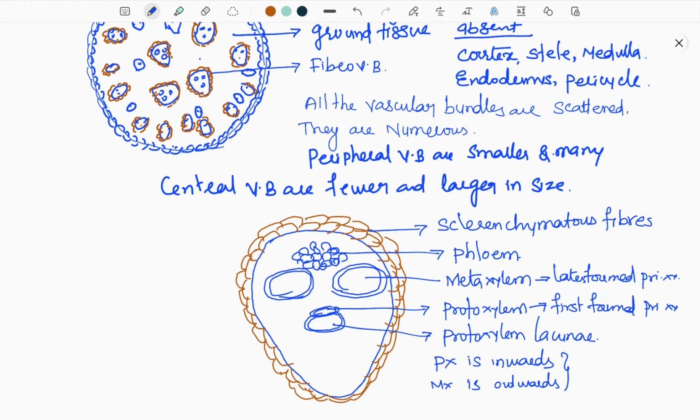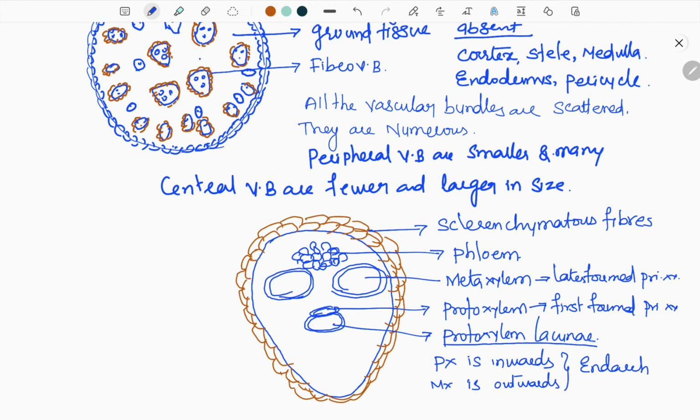Generally in stems, protoxylem is inwards and metaxylem is outwards. Such a case is called endarch. Endarch is a common feature of the stem, be it a dicot stem or a monocot stem. And in roots, generally protoxylem is outwards and metaxylem is inwards. Such a case is called exarch. And what is this protoxylem lacunae?